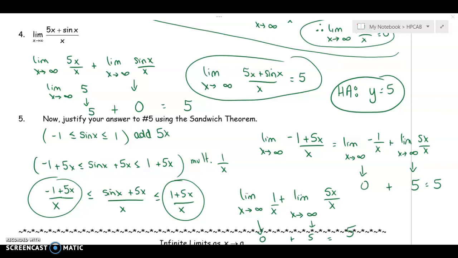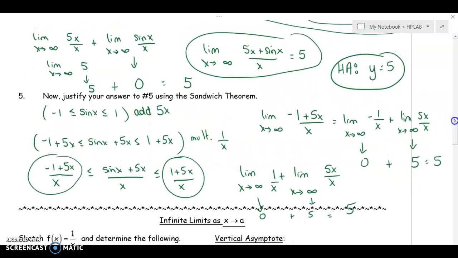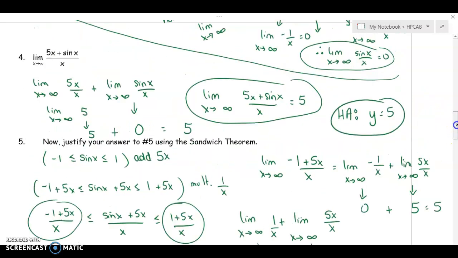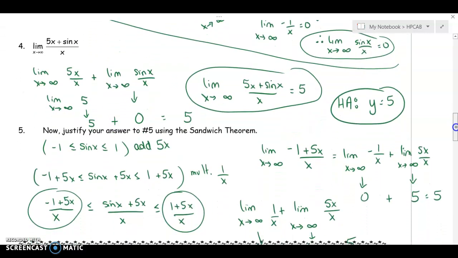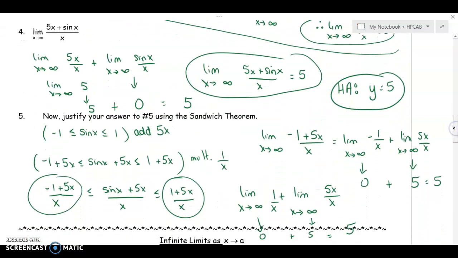Hello Precalc. We are in the middle of the 2-2 day 1 note sheet. In the last video we finished number 5. I got cut off just a little bit because my videos are set to only 15 minutes max. So we showed that it equaled 5. Technically, with notation, you'd say the limit as x approaches infinity of (5x plus sine of x) all over x is equal to 5. So you do kind of need that at the end, but no matter.